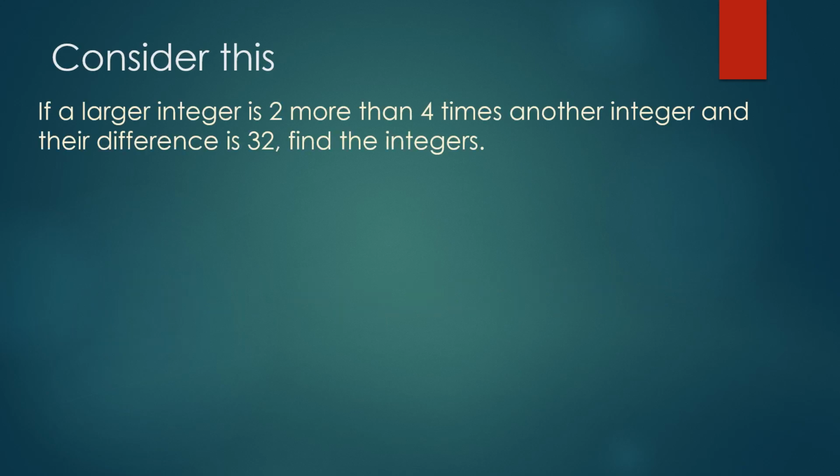Let's consider this. If a larger integer is 2 more than 4 times another integer, and their difference is 32, can we find the integers? We have a lot of information here. Now we can take this sentence and translate it into mathematics. We already talked about that in a previous class, in previous video. But now we're going one step farther.